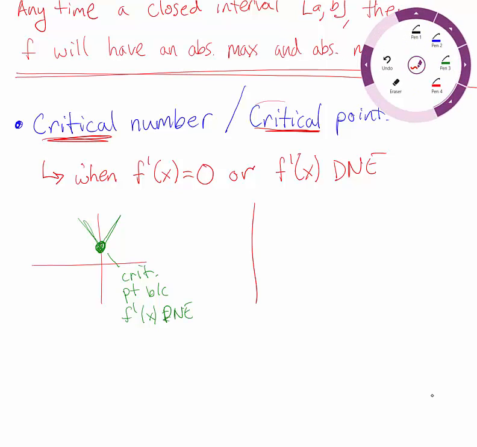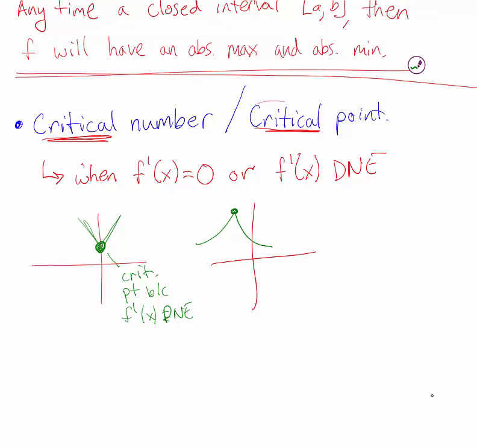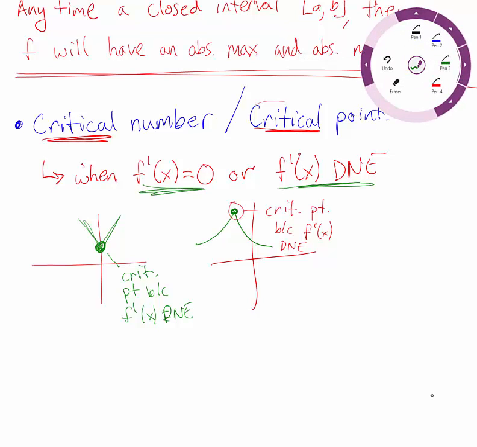Another one where our derivative doesn't exist would be something like this. Again, that's a critical point because the derivative does not exist. Right, so that was one of the cases, derivative doesn't exist.